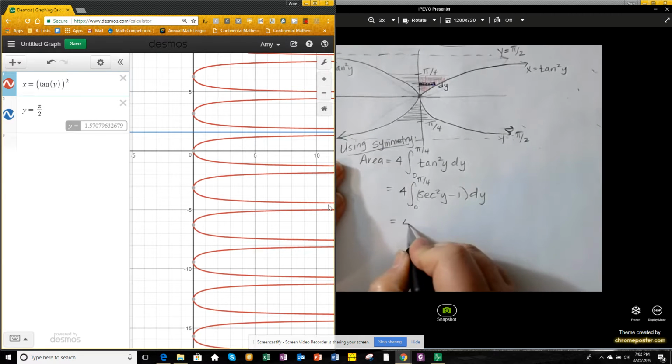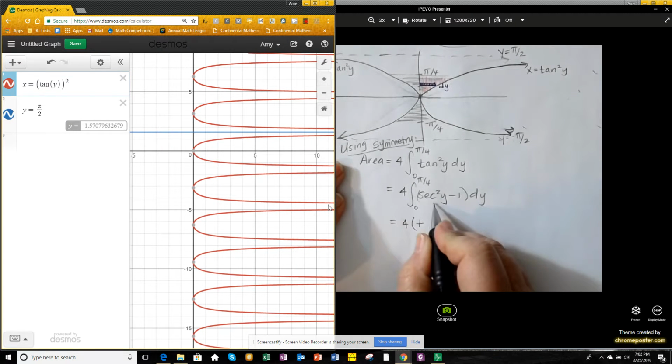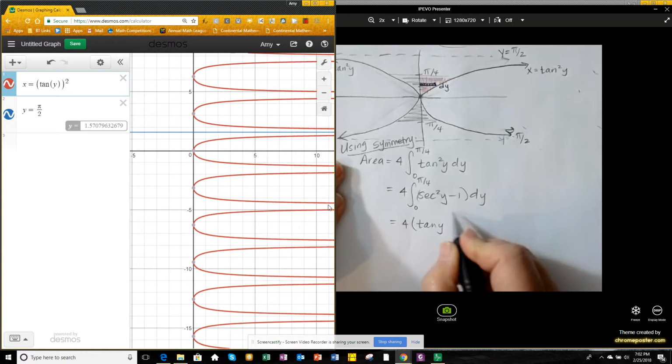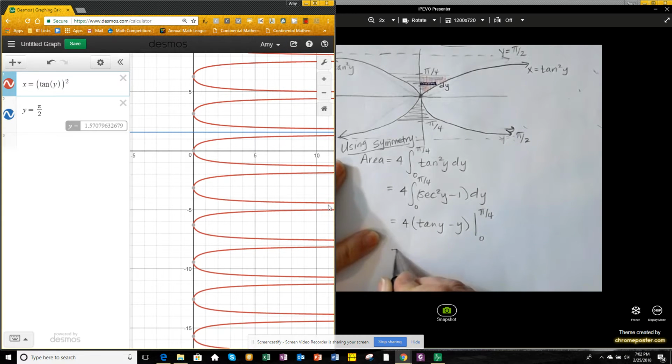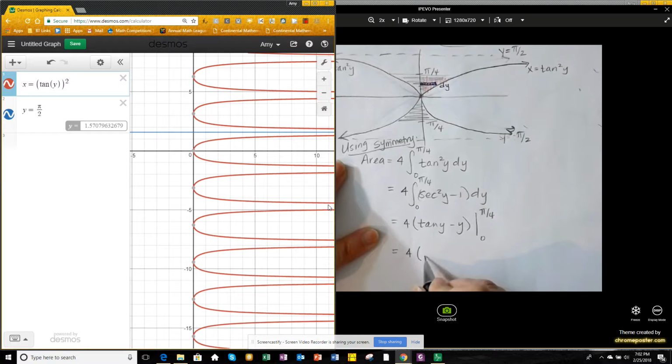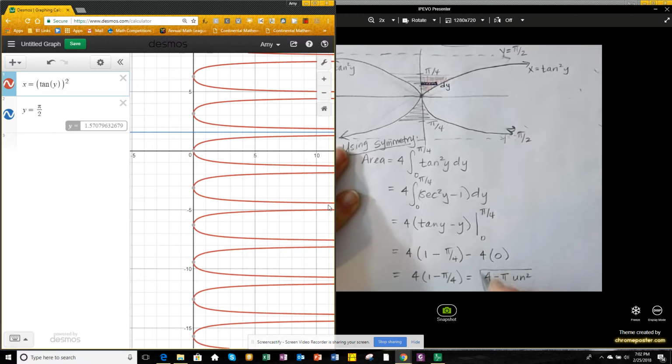So this is going to equal 4 times secant squared y is tangent y's derivative, minus y, and we're going to evaluate it between 0 and pi over 4. So we get 4 times the tangent of pi over 4, which, as everybody knows, is 1, minus y, where we plug in pi over 4 here, and then subtract 4 times, well, I'm going to plug 0 in here. The tangent of 0 is 0 minus 0, so we get a big goose egg there. So this is going to equal 4 times 1 minus pi over 4, which if you distribute the 4 is going to be 4 minus pi units squared is the answer.